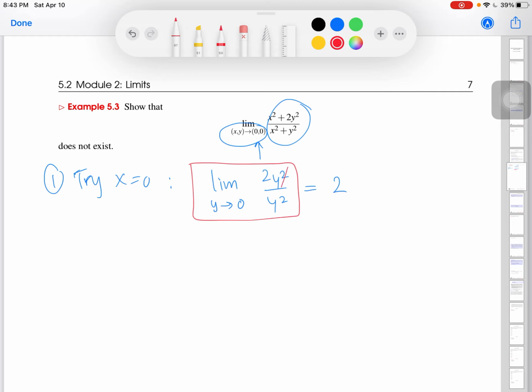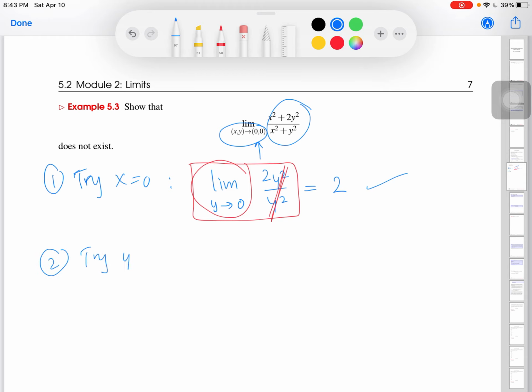Y squared over y squared cancels so long as y is not equal to 0. But we're taking a limit, so y is never equal to 0 in the limit, right? We approach indefinitely in limits. So in fact, this limit is 2. Now we're going to try a different path.